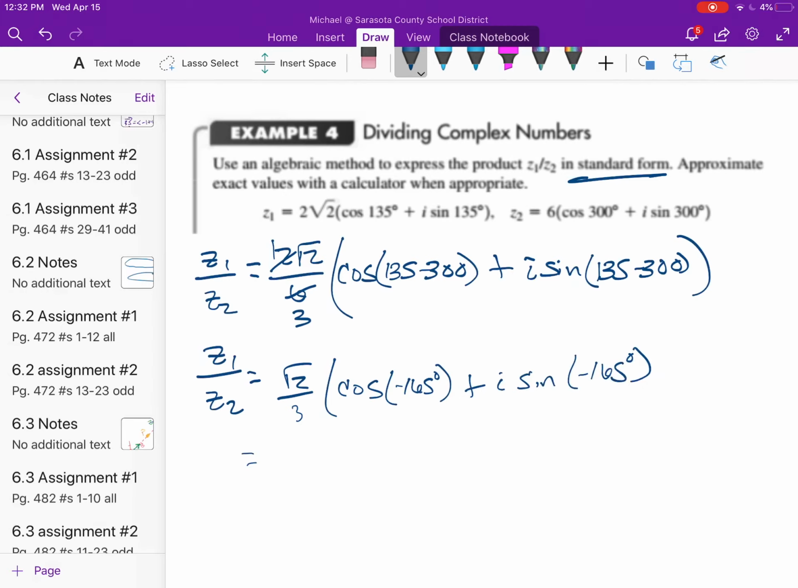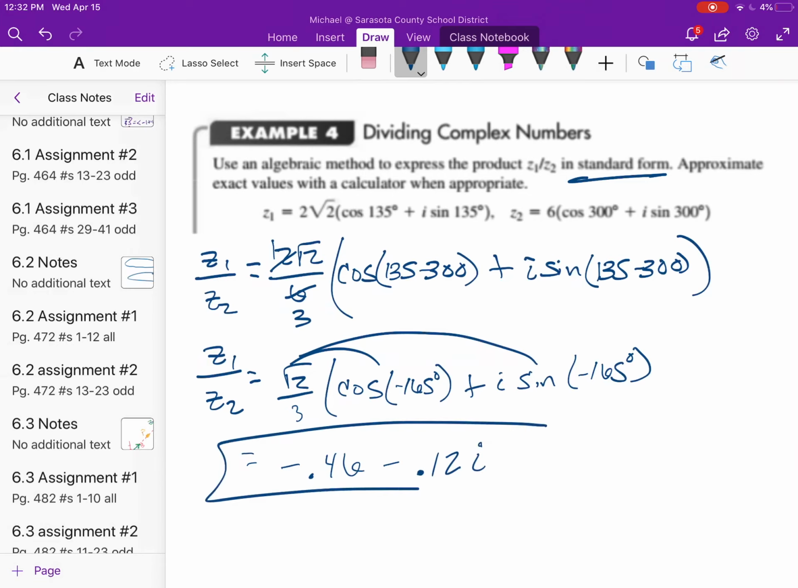Then I'm going to simplify that out. Again, these can be done in your calculator, so make sure you are in degree mode if you were in radian mode from the previous one. We once again distribute on through. Cosine of negative 165 times the square root of 2 over 3 came out to be about 0.46 for the real part, and the imaginary part came out to be about negative 0.12 i. So this is it left in standard form as a complex number, as it asked.